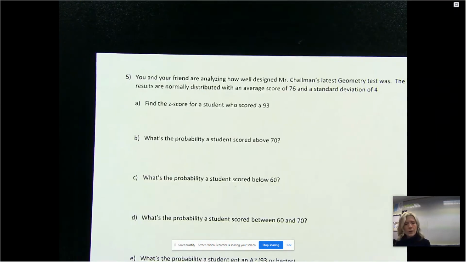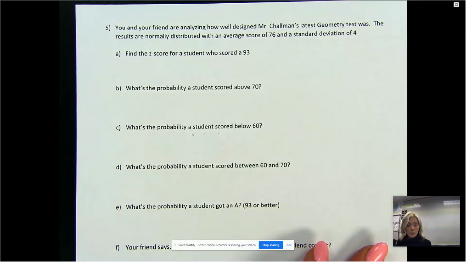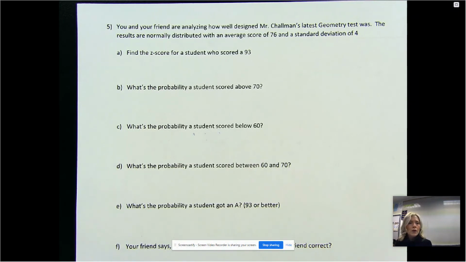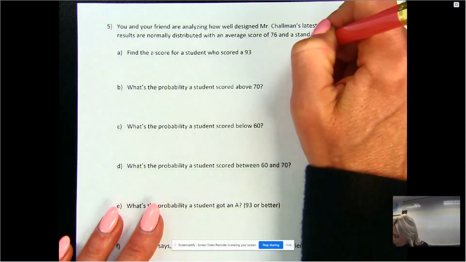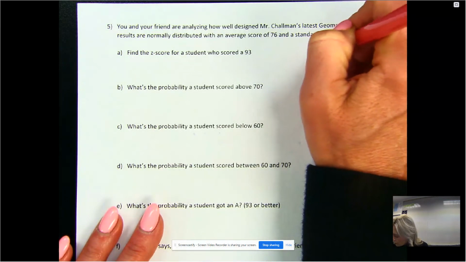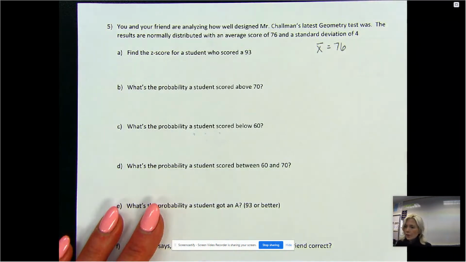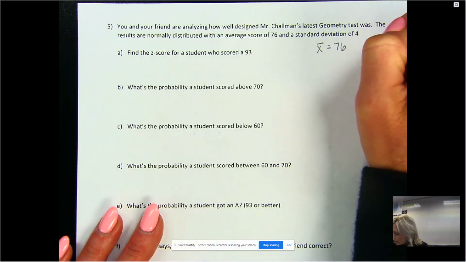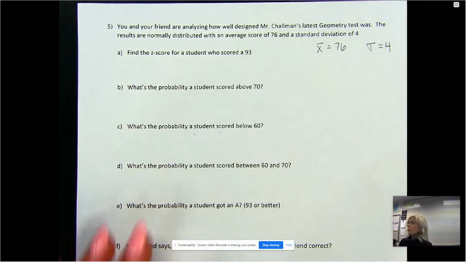Last page. So now we're going to be working with z-scores. You and your friend are analyzing how well designed Mr. Chalman's latest geometry test was. The results are normally distributed with an average score of 76. So our mean is 76, and a standard deviation of 4. Find the z-score of a student who scored 93.